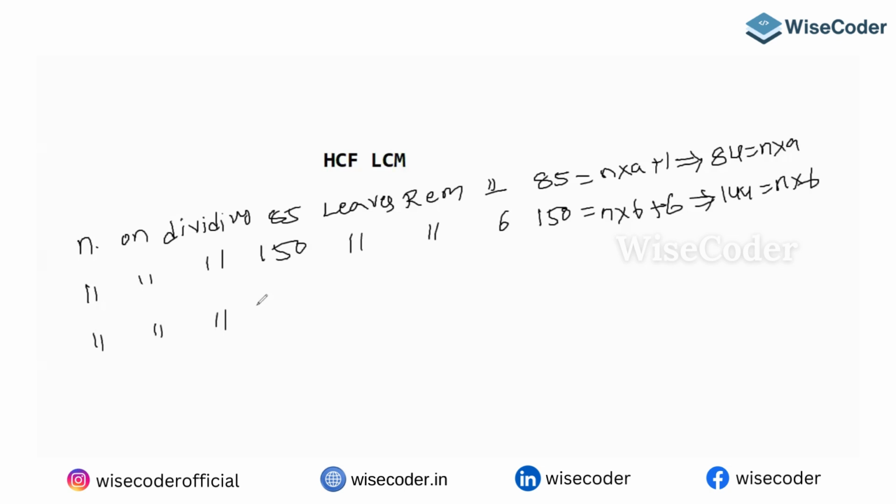N on dividing 220 leaves a remainder of 4, which means 220 equals n into c plus 4, so 216 equals n into c. So which one is common everywhere? n is common everywhere. So n is a common factor of 84, 144 and 216, and we want to find the largest such number.